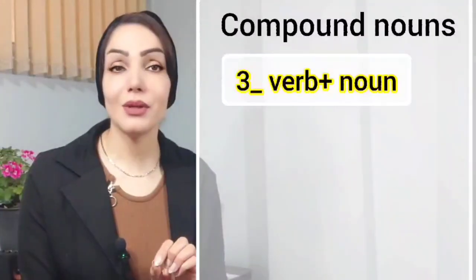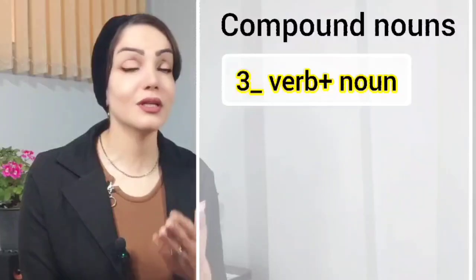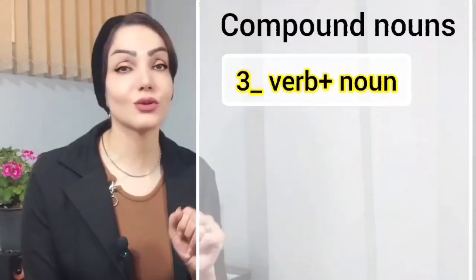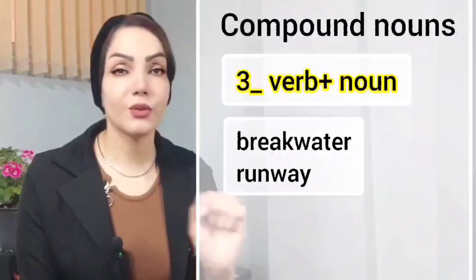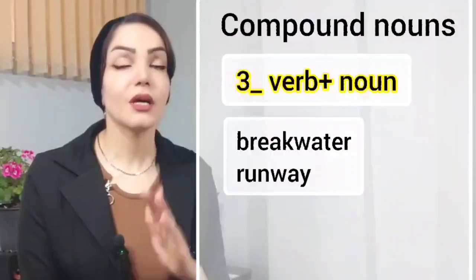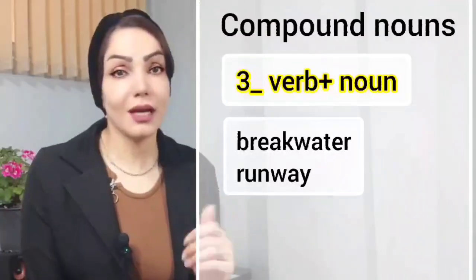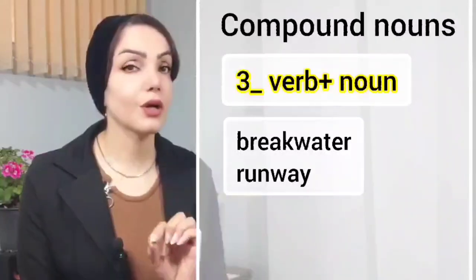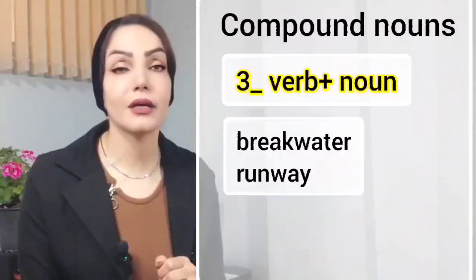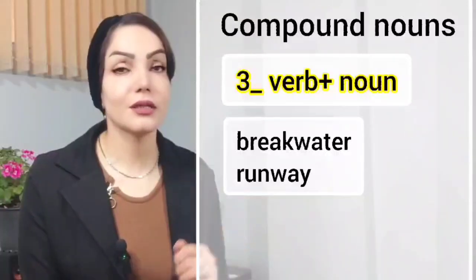Number three, a compound noun can be made by putting a verb and a noun together. For instance, breakwater. Break is a verb and water is a noun. And runway. Run is a verb and way is a noun.